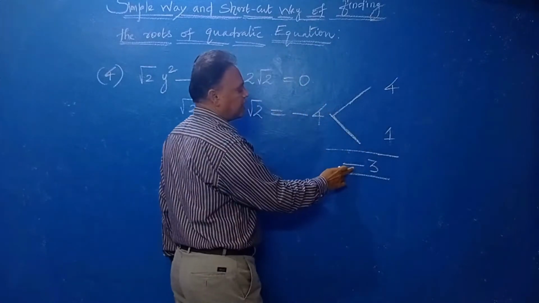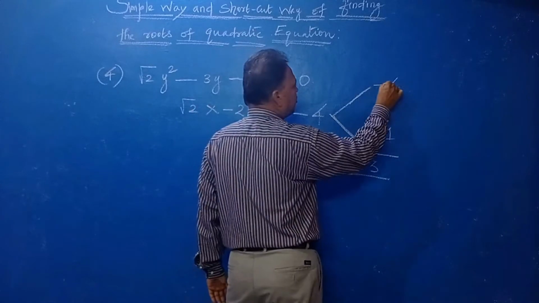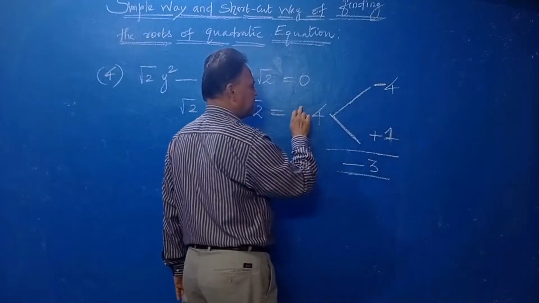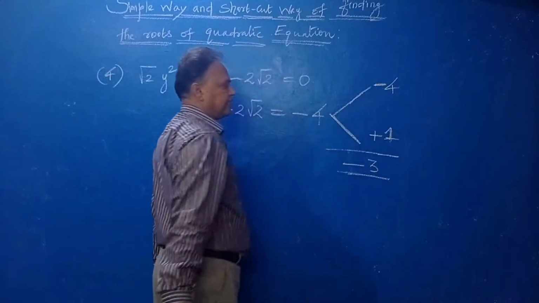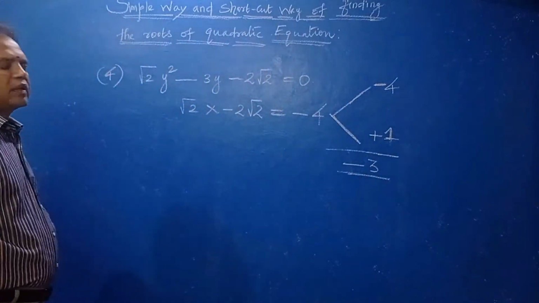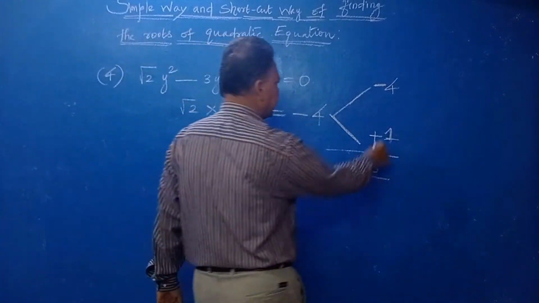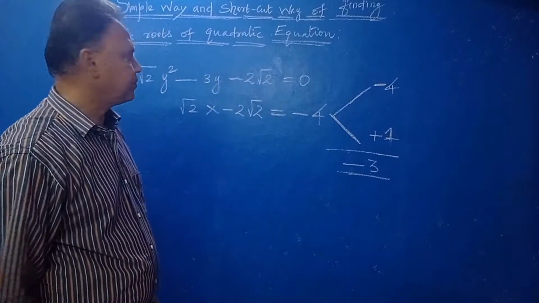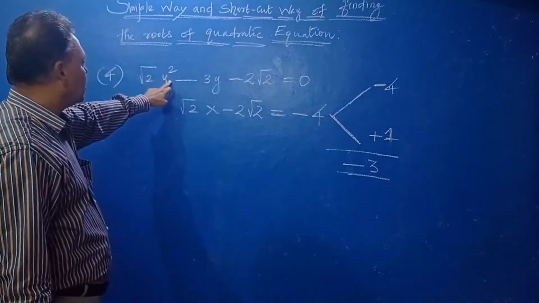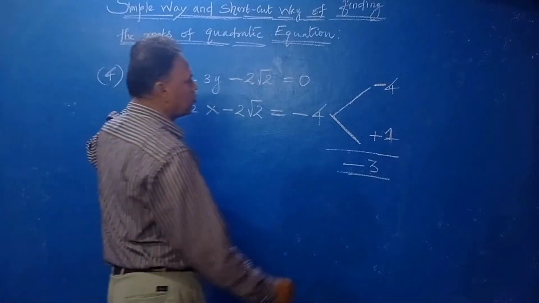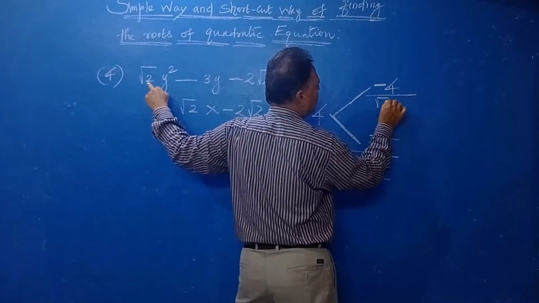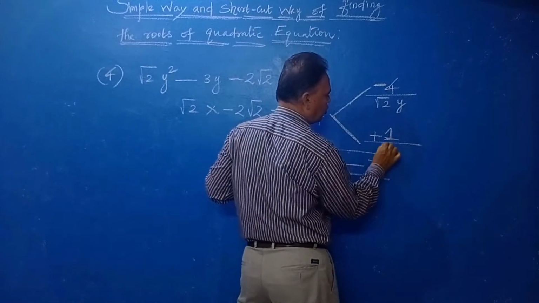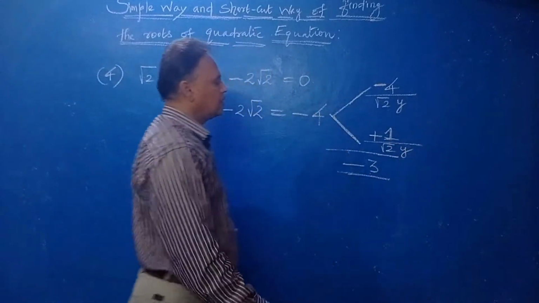But here what is the sign? Minus 3. So, big number you put minus sign, small number plus sign. Then only you will get the product and the addition correctly. Understand? While adding, minus 3 comes, and the product is minus 4. Now, what is the y squared coefficient? Root 2. You have to divide here. Root 2 into y you have to write. Same way here also, root 2 into y. Understand?